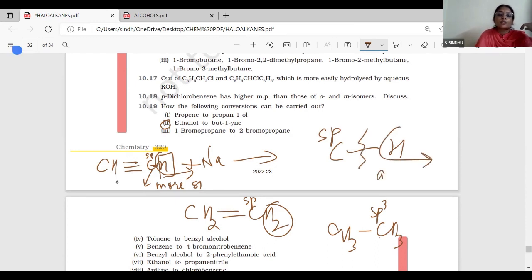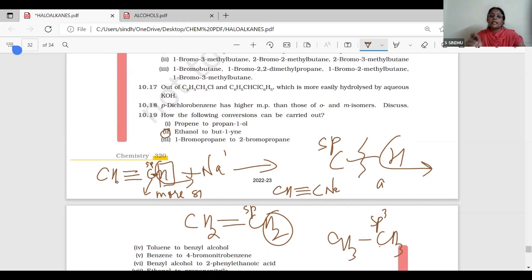So it can be easily replaced by sodium or sodamide. Sodium can replace this. So this way we get alkenides, CH triple bond CNa. If there's excess of sodium, the other hydrogen can also be replaced. So this is what we are going to use here for the conversion. We can use sodium alkenide.